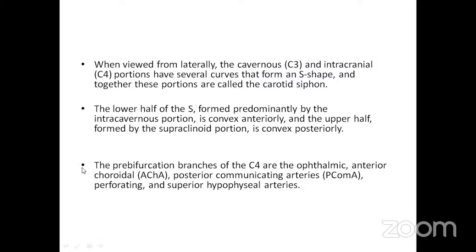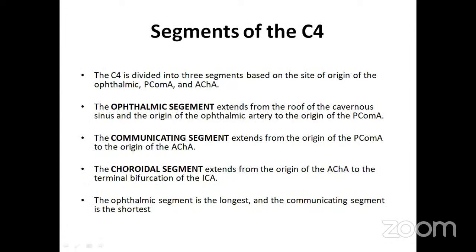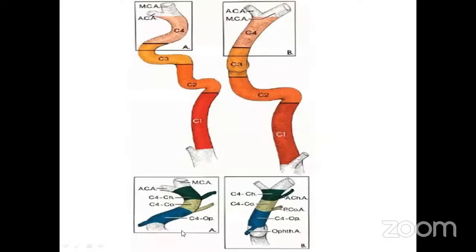And the C4 has pre-bifurcation branches that are the ophthalmic branches, anterior choroidal artery, posterior communicating artery, other perforating branches, and the superior hypophyseal arteries. So the C4 or the supraclinoid segment is divided mainly into three segments. The first one is the ophthalmic segment. It extends from the roof of the cavernous sinus and the origin of the ophthalmic artery to the origin of the posterior communicating artery. As seen in this diagram, this is the lateral view and this is the anterior view.